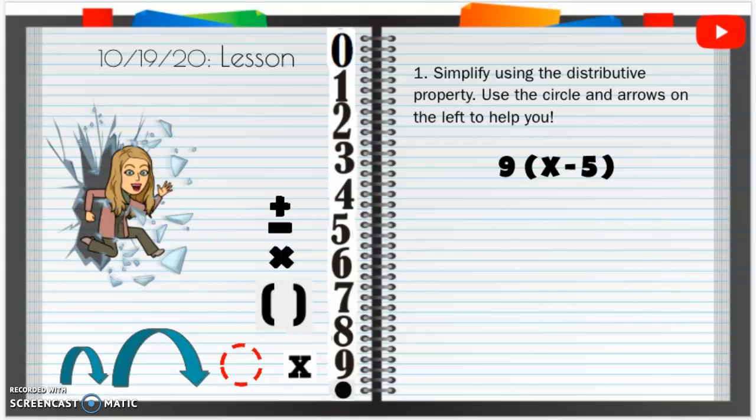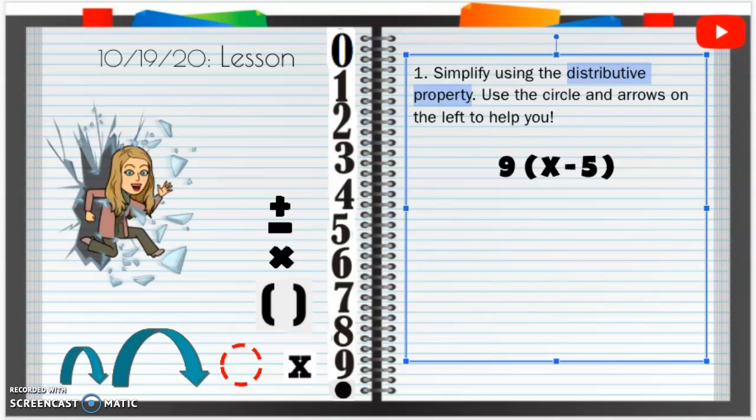Alrighty, October 19th, 2020 lesson. Number 1, we're going to simplify using the distributive property. We're going to use the circle and the arrows over here, these arrows on the left, to help us. So we're going to use the distributive property, meaning we're going to use those arrows.